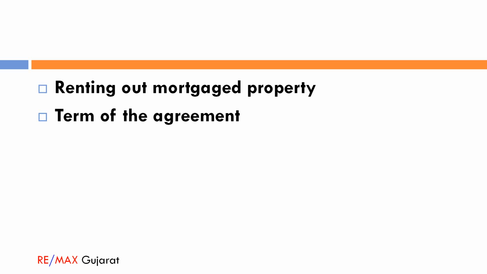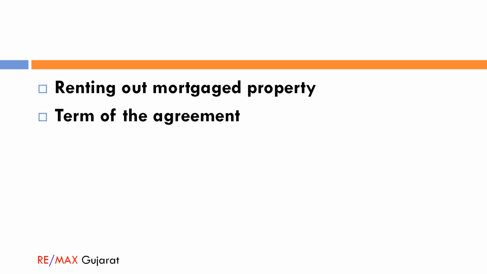In that case, the owner would require a no objection certificate from the bank or the financial institution. Failing to do this would be a violation of the mortgage agreement. And in case the bank tries to recover money by selling the property, it may jeopardize the right of the occupant, which must be kept in mind and provided for in the agreement.